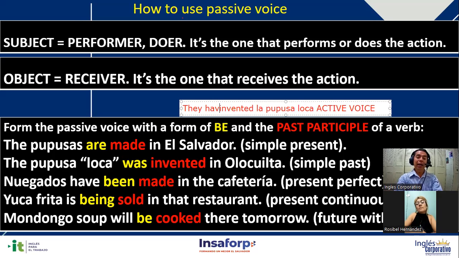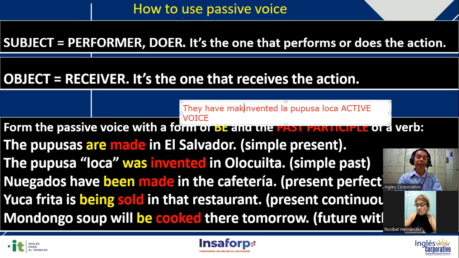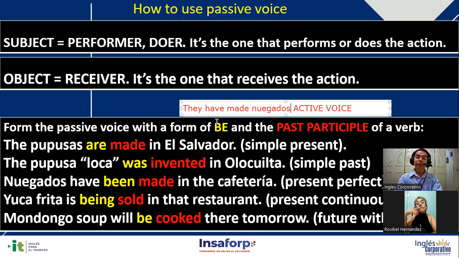They have made nuégados. Ellos han hecho nuégados. ¿Sí? Esa es la voz activa. Entonces, ¿cuál es el tiempo? El tiempo es el presente perfecto, miren. El presente perfecto, ¿sí?